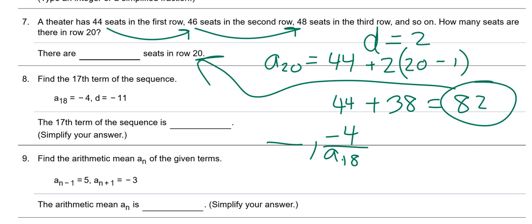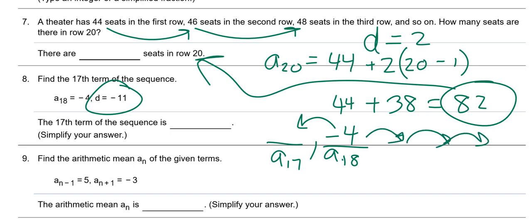Now think. We want the 17th term, a sub 17. So we're going to be going backwards. If the common difference is to subtract 11 every time, so minus 11, minus 11, minus 11, going up would be to add 11. So if you take 11 plus -4, you get 7.